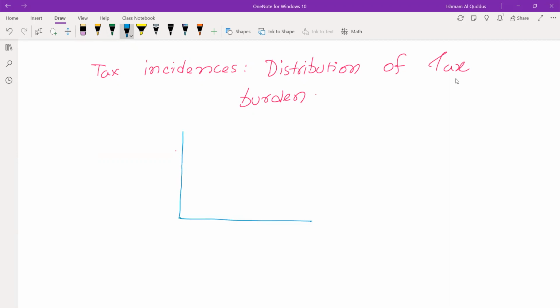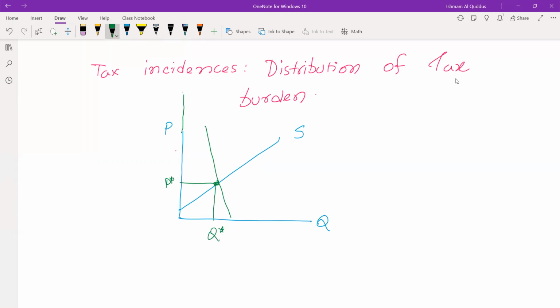So this is price, quantity. This is an elastic supply curve. So relatively it is elastic. However, now we are going to use an inelastic demand curve. Let's say this is an inelastic demand curve. So now this is the equilibrium point, P star, Q star. Now the government decides to impose a tax.